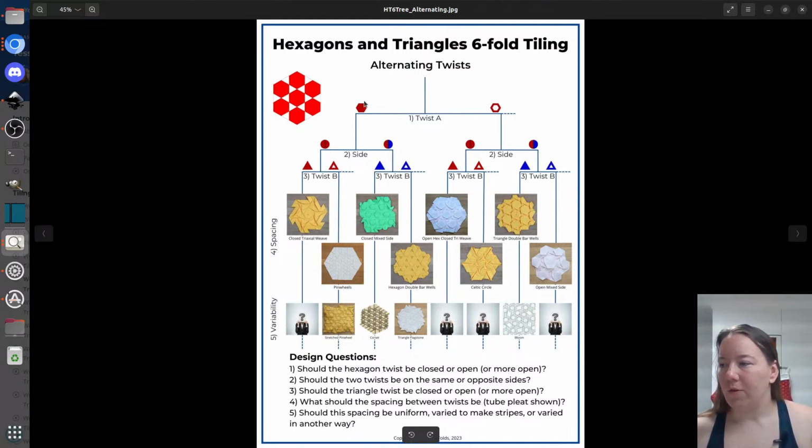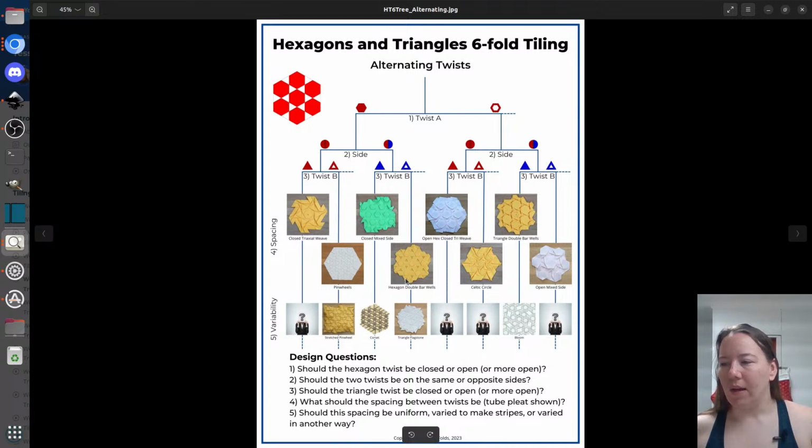So we've got those choices of, is that hexagon going to be closed or open? Is the next twist going to be on the same or opposite side? Should the triangle twist be closed or open? And then we've got these spacing options. So this pattern corset is the one that was designed in that workshop for the course. And there's other options as well.